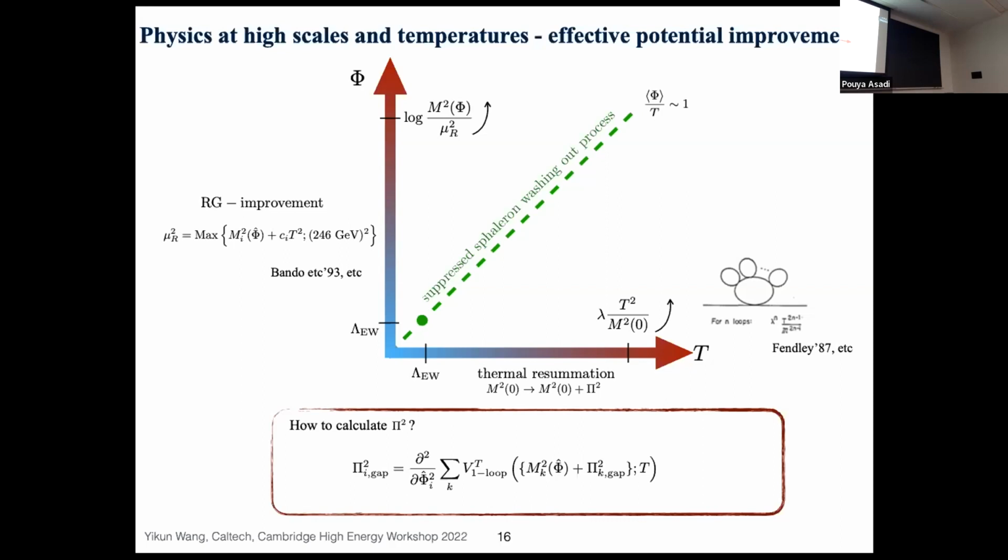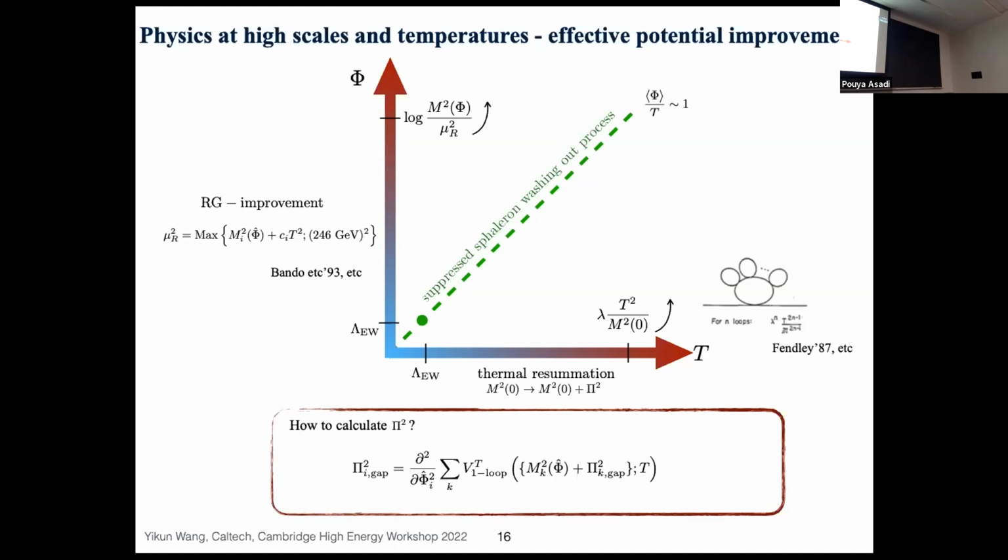If you're just around the electroweak scale, it's fine. You don't have a large ratio here, especially suppressed by the coupling. But if you go to very high temperature, then this is going to be a large ratio, and you need to resum, again, higher-loop diagrams. And formally, this can be dealt with by this thermal resummation scheme.